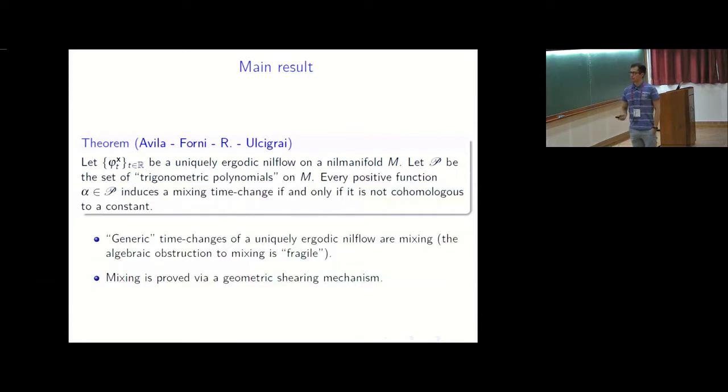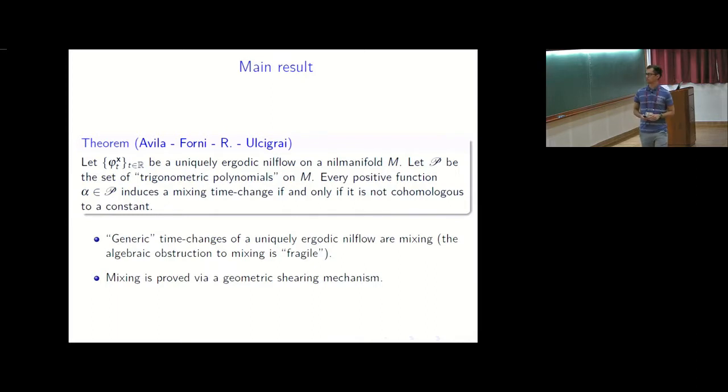So again, maybe the takeaway of this result is that generic time changes are mixing, so this algebraic obstruction to mixing is very fragile and sensitive to perturbations. And also, you can, in some sense, use a robust shearing mechanism to prove mixing for at least this class of smooth parabolic flows.